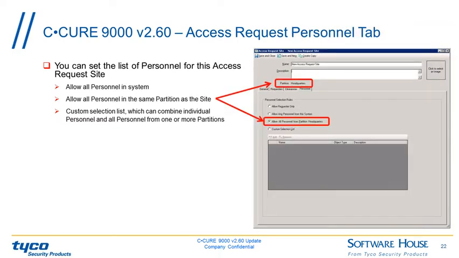And on the Personnel tab, again, same kinds of choices. All persons in the system, all personnel in the same partition, a custom selection list of personnel or partitions, and there's one additional one. You can set this up to allow just the requester. So the only person that the requester can request clearances for is themselves. That's, at this point, fairly unlikely, I think. I think most of our customers are going to be looking to have one person, say a manager of some sort, be able to request clearances for multiple individuals. Okay.